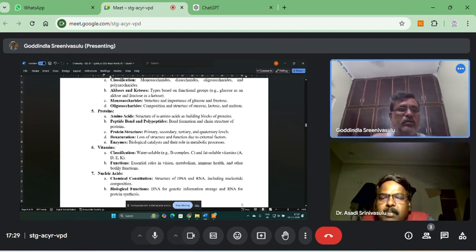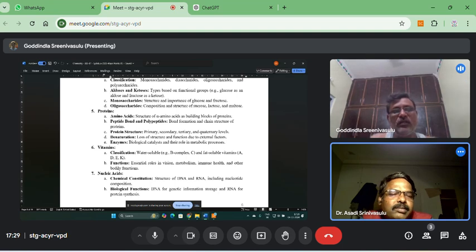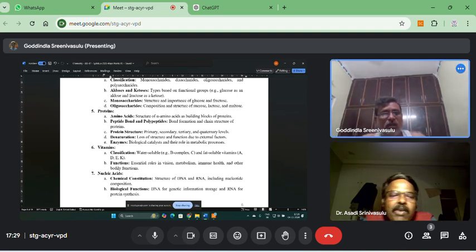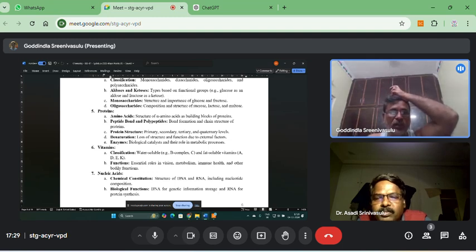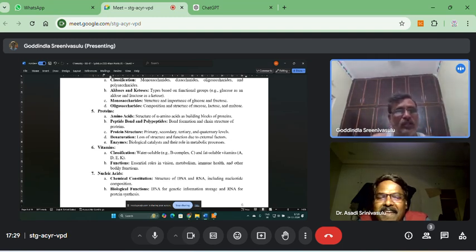Next, proteins. What is meant by proteins? They include amino acids. How do you define protein? Proteins are amino acid groups, with an amine group and a carboxylic acid group. Both will be there. The structure of alpha amino acids as the building block of proteins, and the peptide bond, that is bond formation and chain structure of proteins.